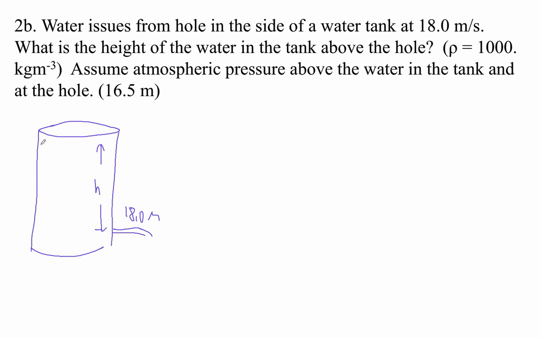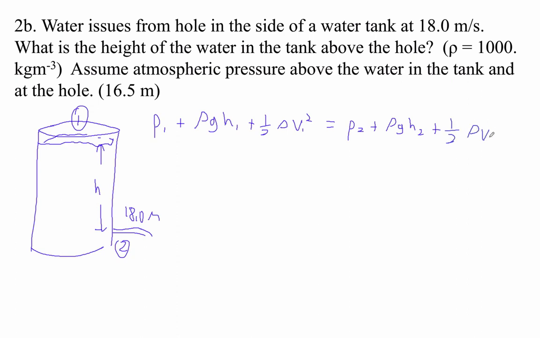So there's this water in there, right? And we've got the density of the water and all this stuff, right? And so basically, this is situation 1, this is situation 2, right? So P1 plus rho g h1 plus 1/2 rho v1 squared is equal to pressure 2 plus rho g h2 plus 1/2 rho v2 squared.